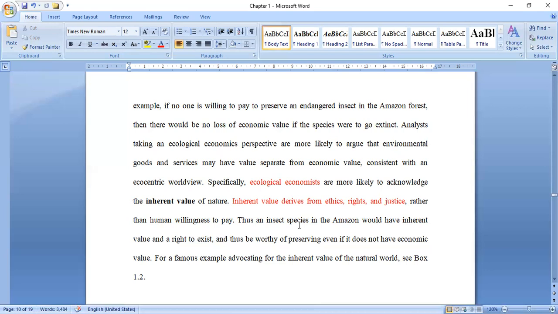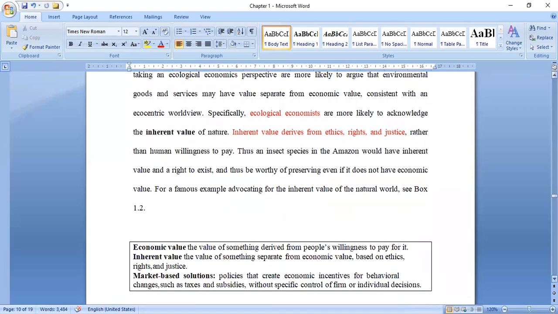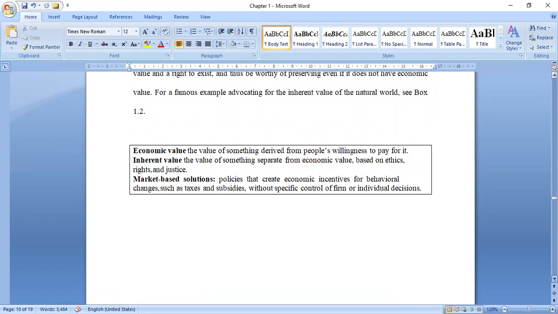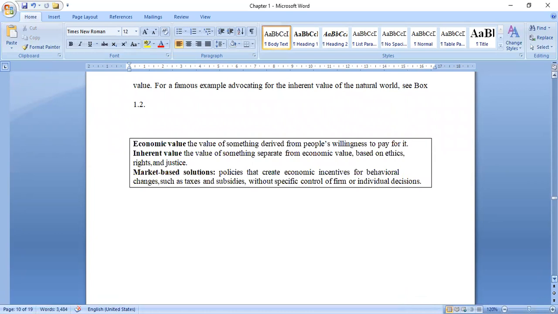The kind of value that they attach to the environment is in terms of what we call inherent value. For example, when they are looking at these wild animals, they will say that you cannot just kill this animal because it has a right. That's the right to live. So those are ecological economists, right?